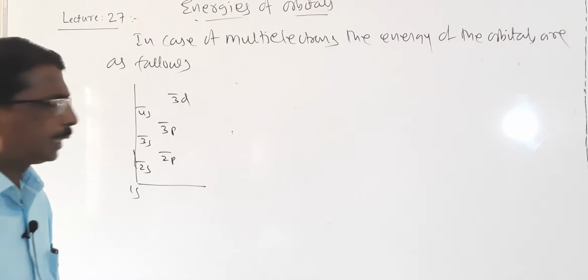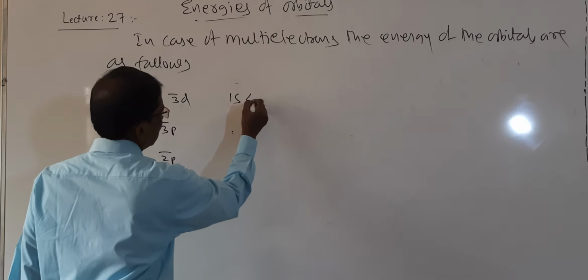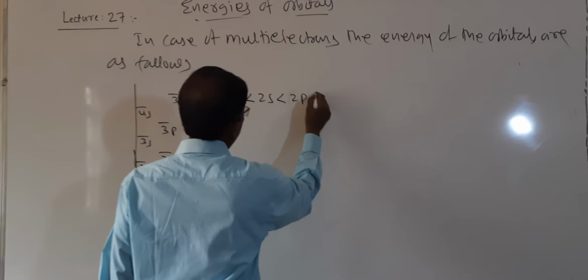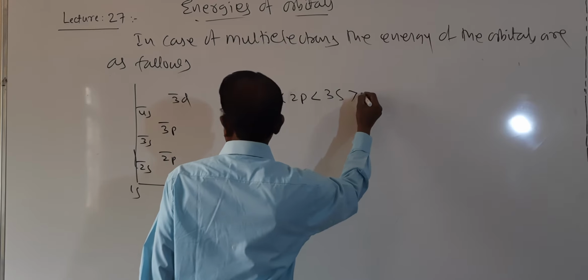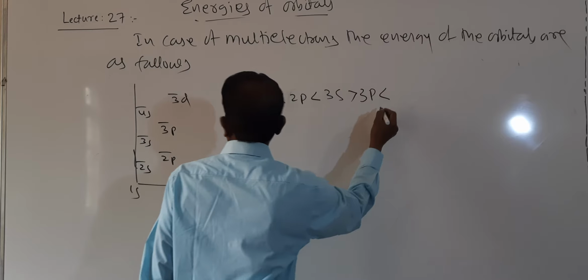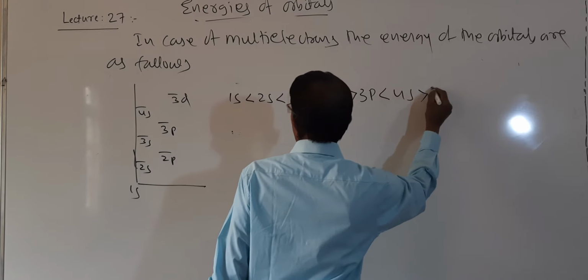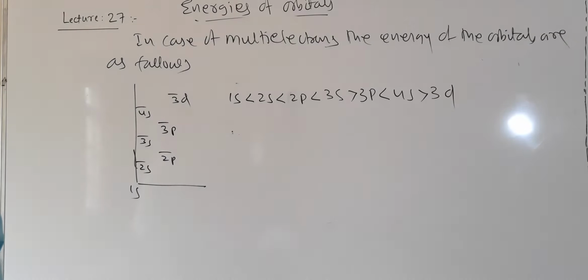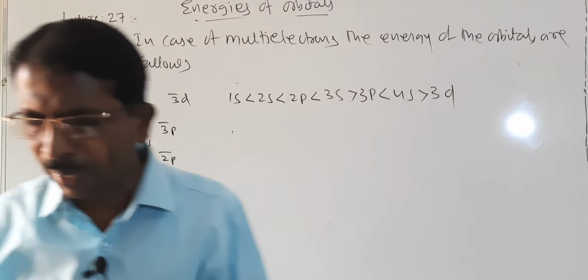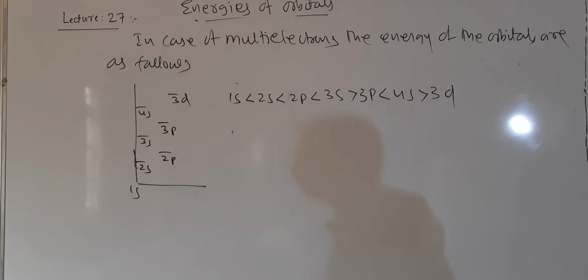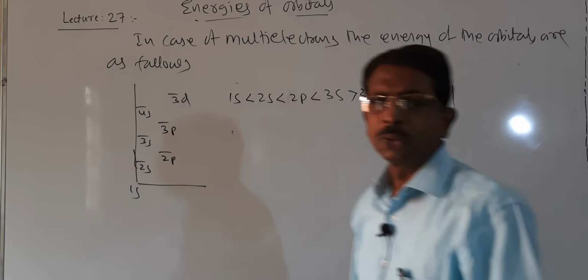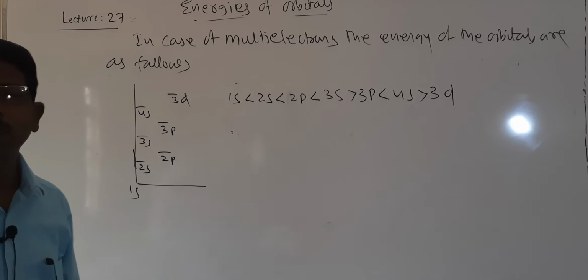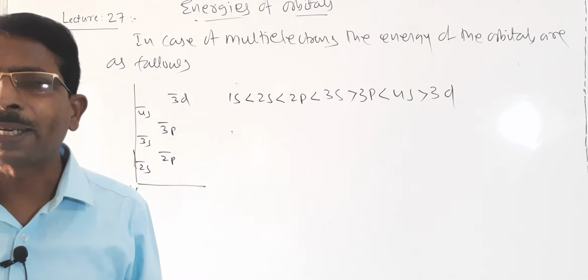It is written like this: 1s is less than 2s, 2s is less than 2p, 2p is less than 3s, less than 3p, less than 4s, less than 3d. It is the energy in case of multi-electrons. Look here students, 1s less than 2s, 2p, 3s, 3p, 4s, and then 3d. So it is about the energy of the orbitals in case of the atoms which are having multi-electrons.